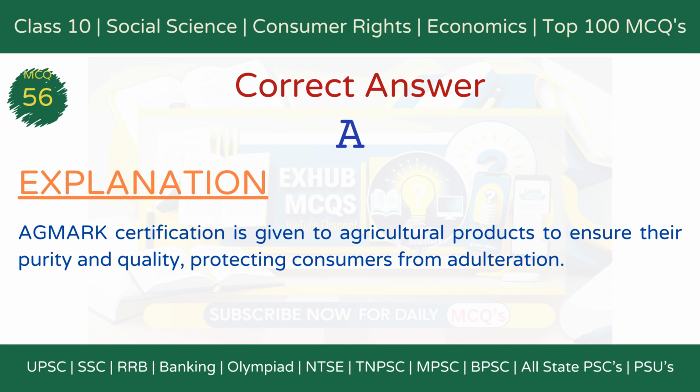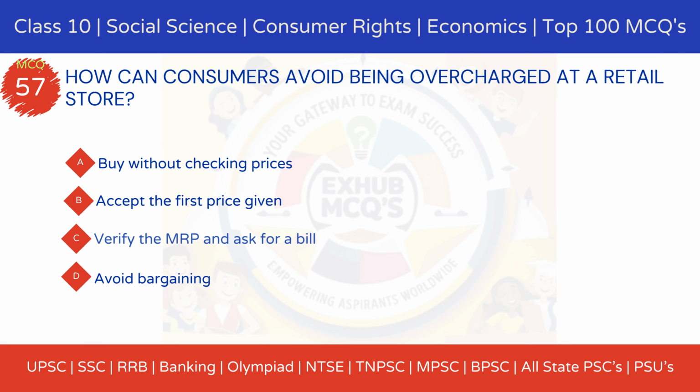The correct answer is option A, ensures quality of agricultural products. Explanation: AgMark certification is given to agricultural products to ensure their purity and quality, protecting consumers from adulteration. MCQ57. How can consumers avoid being overcharged at a retail store?